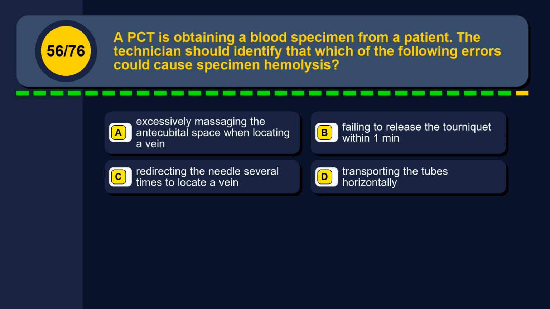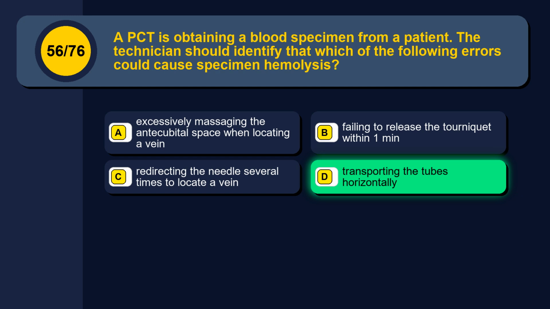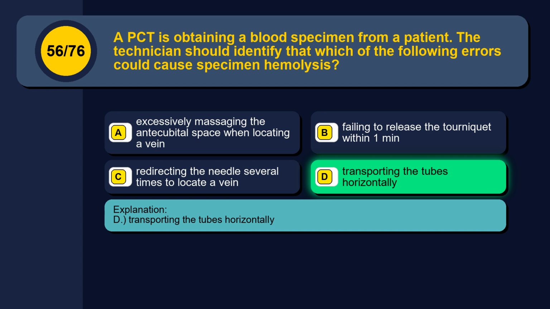Question 56. A PCT is obtaining a blood specimen from a patient. The technician should identify that which of the following errors could cause specimen hemolysis. Option A, excessively massaging the antecubital space when locating a vein. Option B, failing to release the tourniquet within 1 minute. Option C, redirecting the needle several times to locate a vein. Option D, transporting the tubes horizontally. The correct answer is option D, transporting the tubes horizontally.